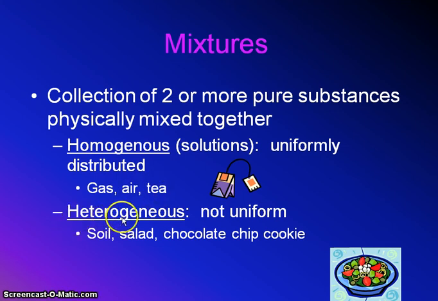A heterogeneous mixture means that the particles are not uniform. So like the soil, if you go out and take a sample of the soil, you're going to find maybe a rock, maybe some dirt, maybe a worm. You're going to get all these different components there. And if you go take a sample of the soil somewhere else, you might get different components as well. So that's not uniform. And that would be an example of a heterogeneous mixture.